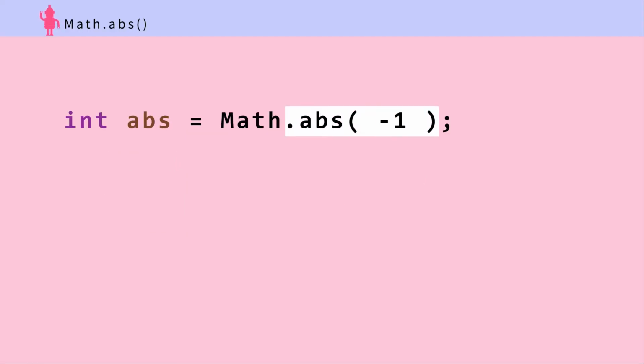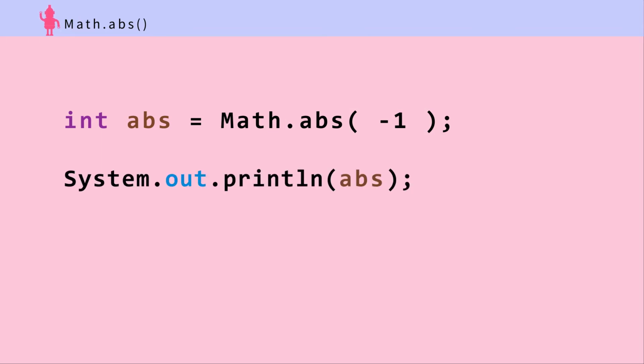The abs method returns an absolute value. Plug in -1 as the method parameter and print it. What is the result from running this code segment?